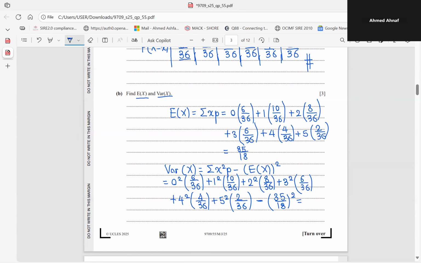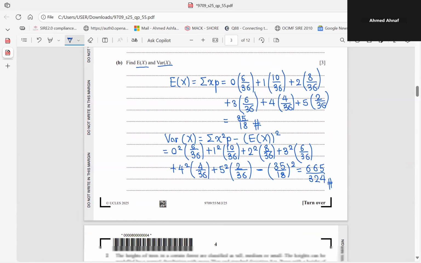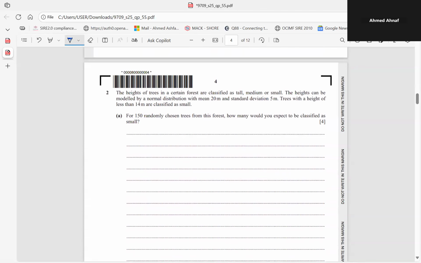You would get 665 over 324. And you can leave your answer in this exact form. So these are our final answers for this part as well as the entire question. Let's head on to the next question.